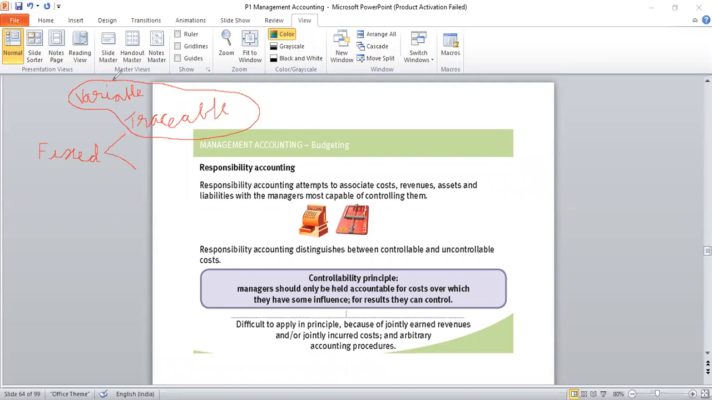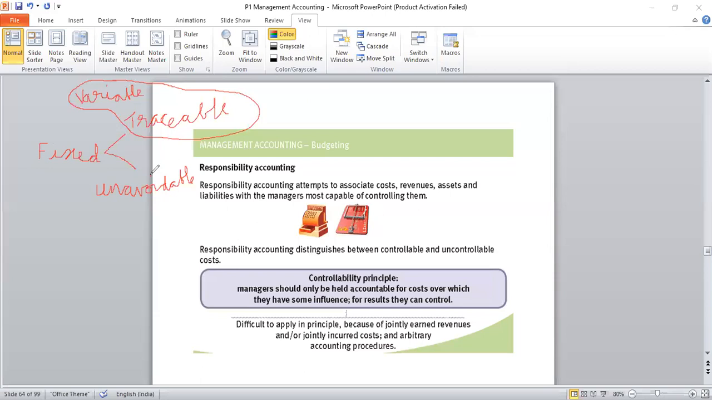Then the fixed cost which is uncontrollable, which is unavoidable: basically, unavoidable fixed cost is uncontrollable cost. So what are the unavoidable costs? What are the unavoidable fixed costs? We can see that, let's say, in the past they have taken decisions.